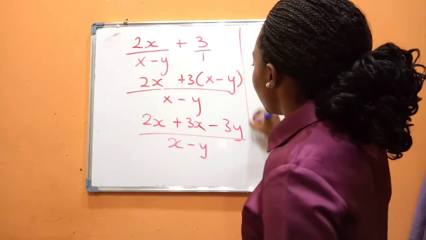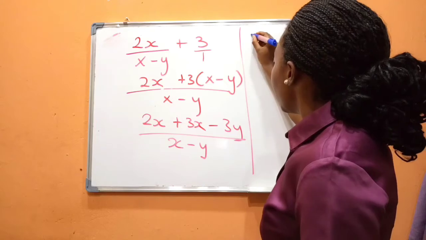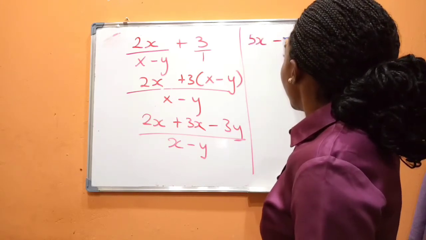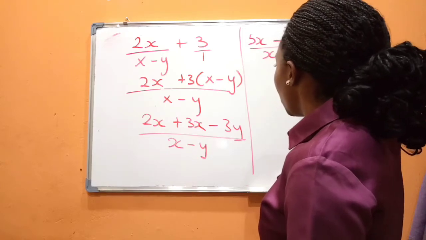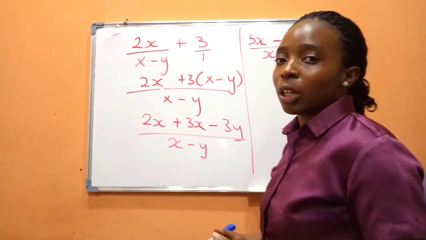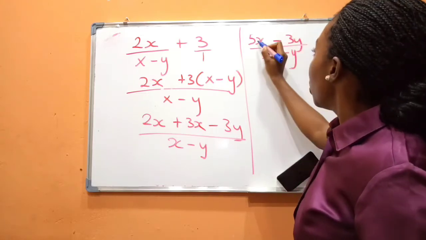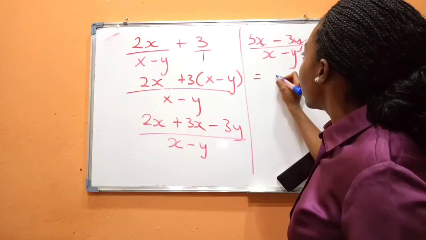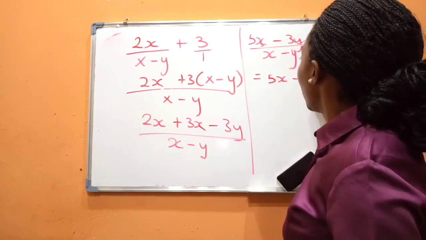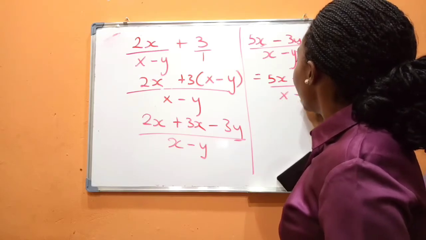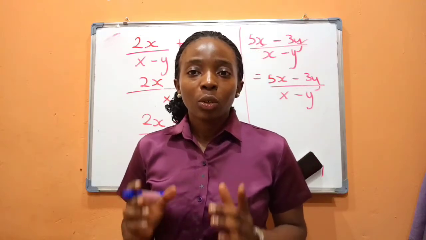So the next thing we do, let's add this up. We are going to have 2x plus 3x, we have 5x minus 3y over x minus y. So we are going to ask ourselves, can we factorize this further? No, there is no common factor here. So we leave our answer like this: 5x minus 3y over x minus y. So that's our answer. So let's take a look at something quite complex.